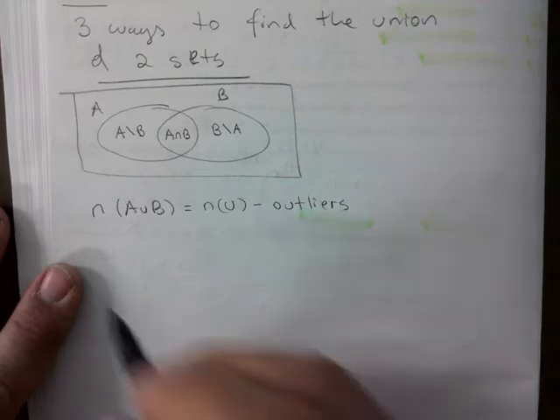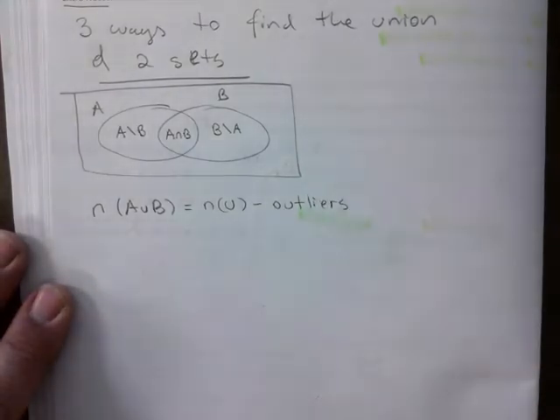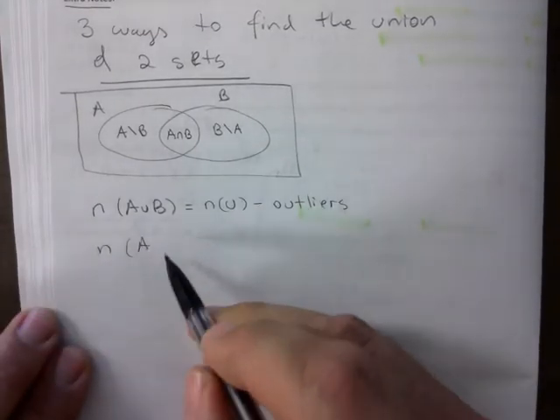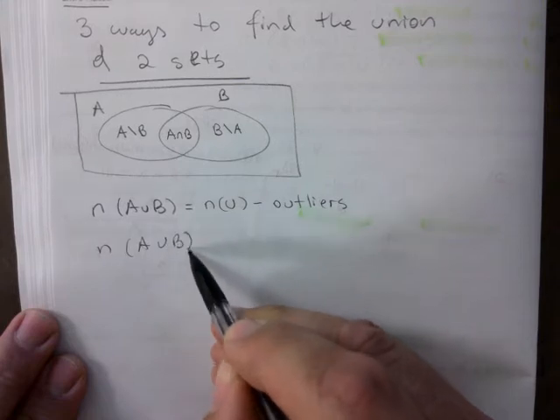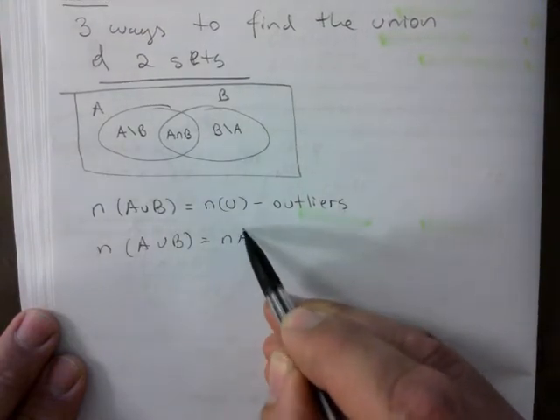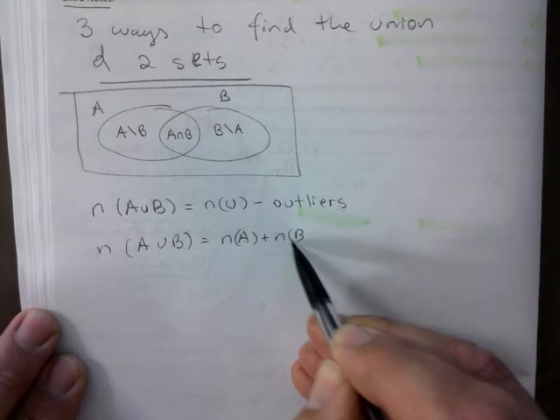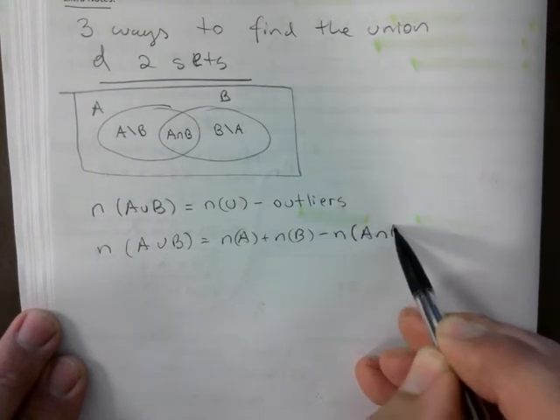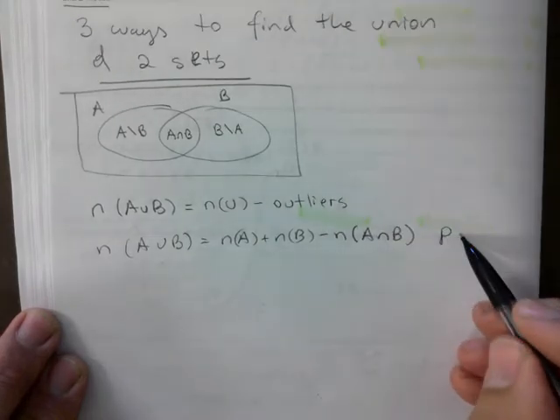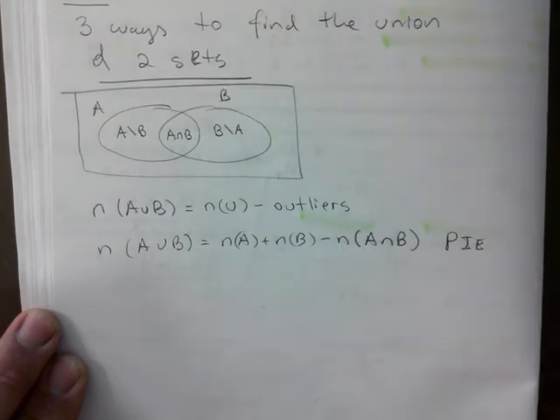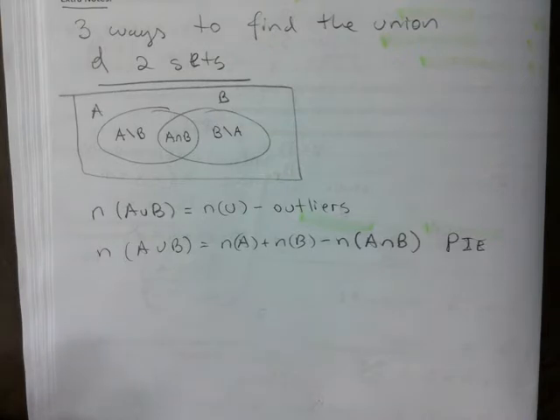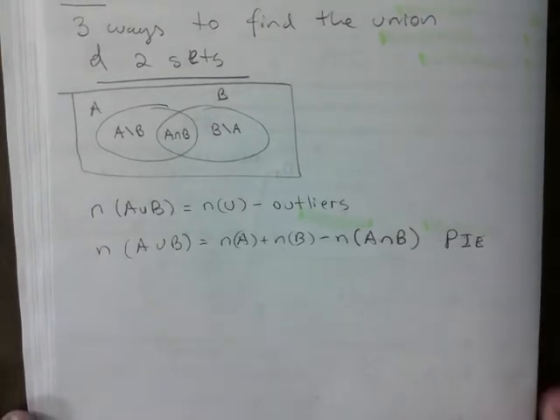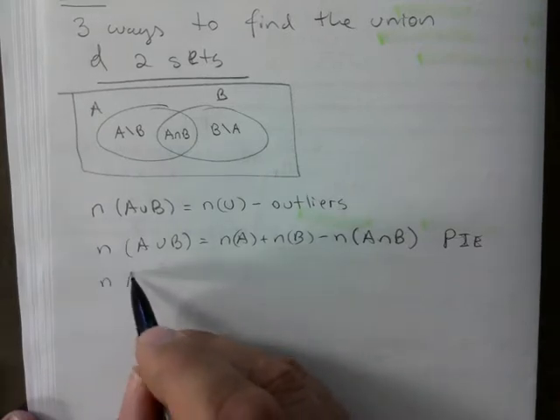No surprises there. Second in the charts, this one that you already know: NA plus NB minus the intersection between them. What do we call this? We call it PIE, right? Principle of inclusion and exclusion. And let me introduce the third one to you. And let's see if you agree with this.